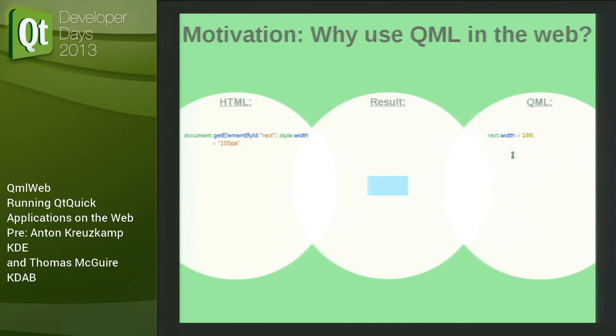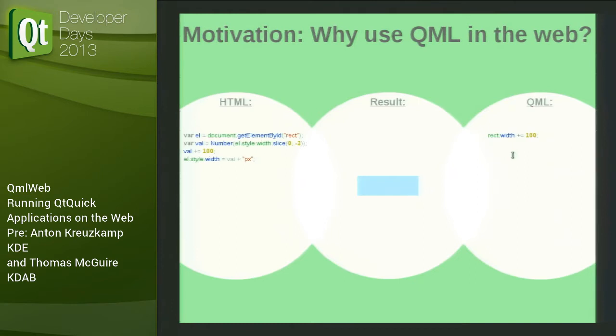So we access the element using its ID and then set width. In HTML or JavaScript, we need to fetch the element by its ID, and then using style.width, we can set the property, the CSS property, to 100 pixels using a string.